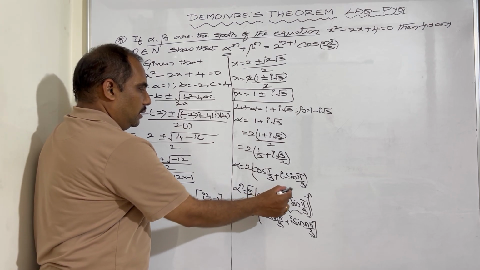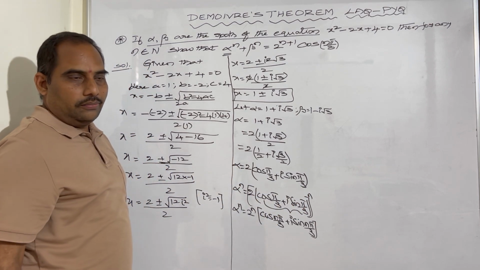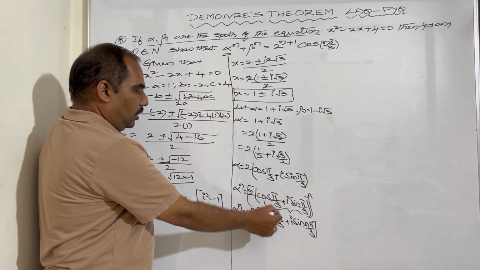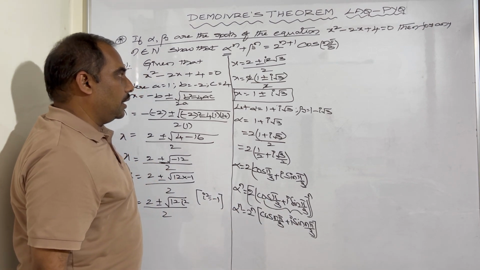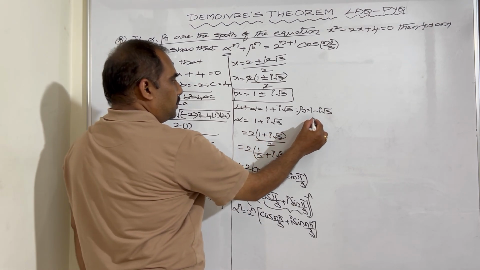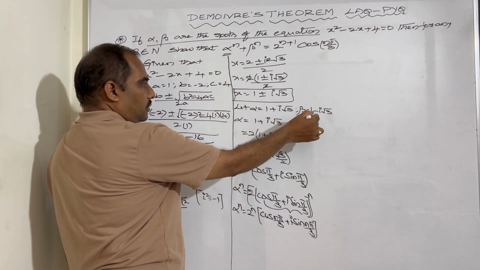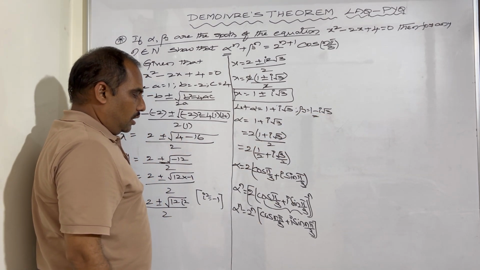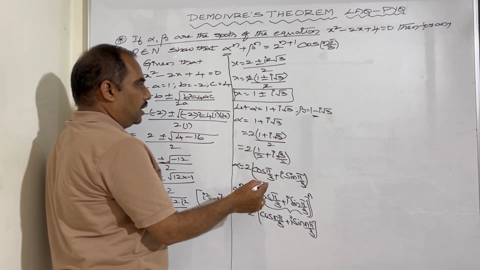So here finally we get 2 to the power of n into cos n pi by 3 plus I sin n pi by 3. Now what is beta here? Beta is equal to 1 minus I root 3. Same like this we can write.